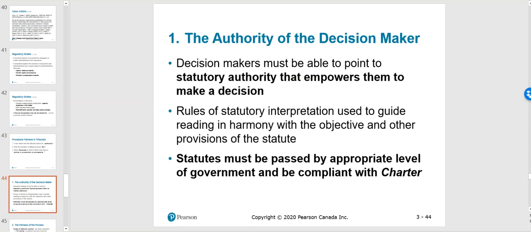In terms of the authority, we have to look at the law, the legislation, the statute, the act that created that tribunal or that body. Once that statute gives clear, proper power, there will be no issue. But that authority, that power has to be compliant with the Constitution, has to be compliant with the Charter.